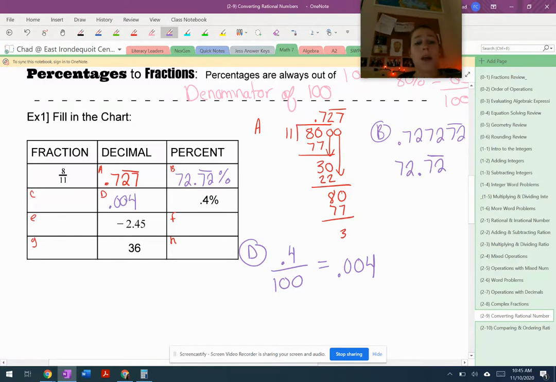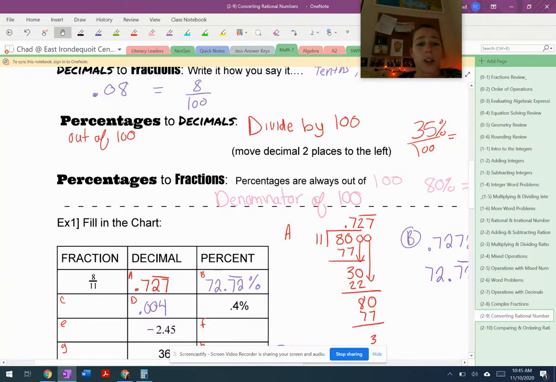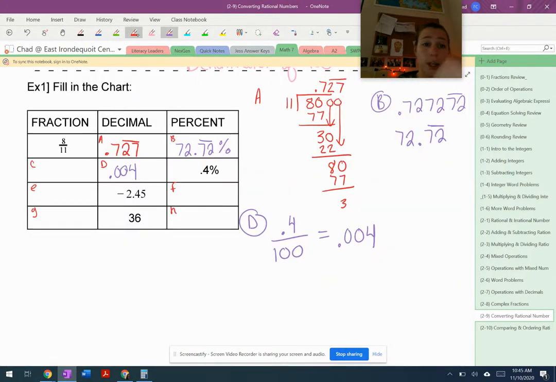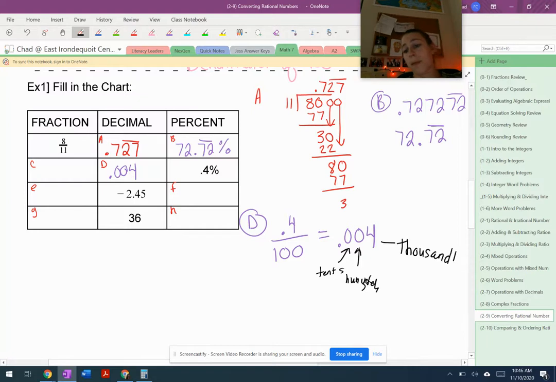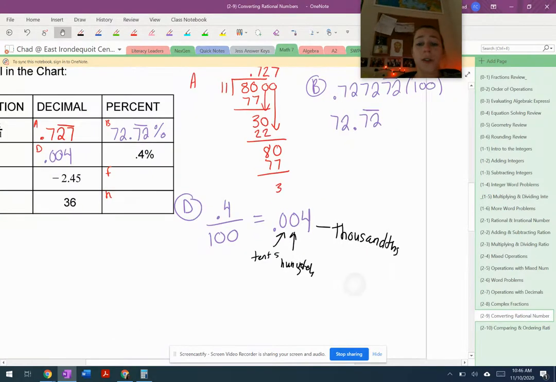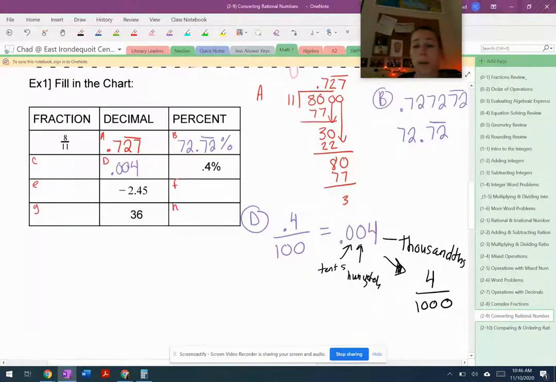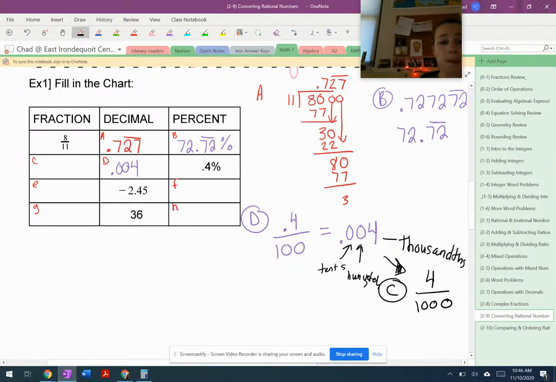0.004. Good. And then to get that to a fraction, I have a decimal that I want to take to a fraction. I write it how you say it. Looking at my place values, that's the tenths, hundredths, and then that 4 is the thousandths. So 4 thousandths would be written as 4 over 1,000. And that would be, for my part, C.